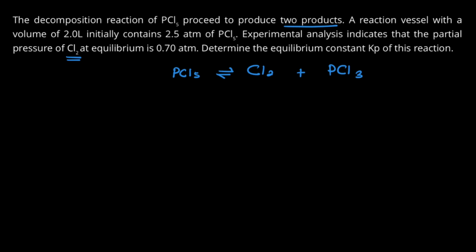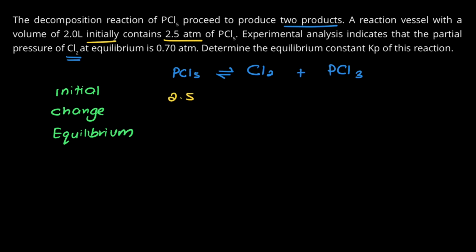Next up, we are going to make the ICE diagram. So we have initial, change, and equilibrium. Now we are looking at the pressure. Initially, it contains 2.5 atm of PCl5. Initially, there's no chlorine gas and no PCl3. And then it states here that at equilibrium, the pressure of chlorine is equivalent to 0.7 atm.